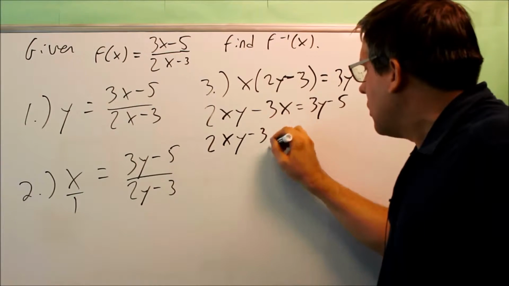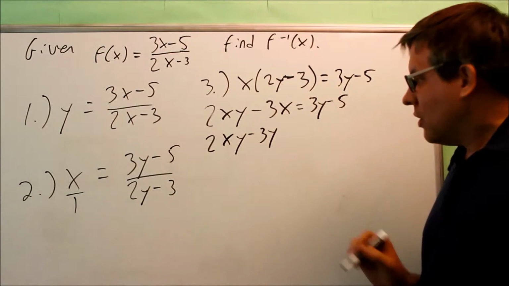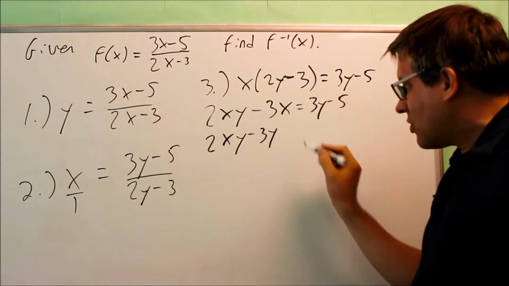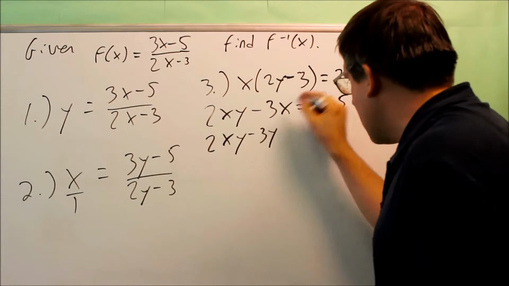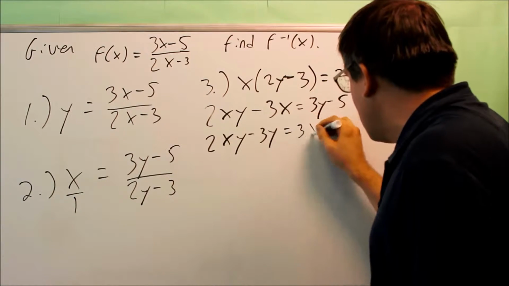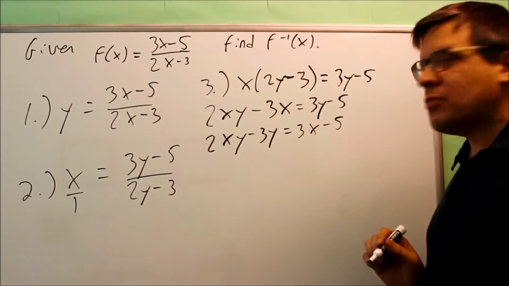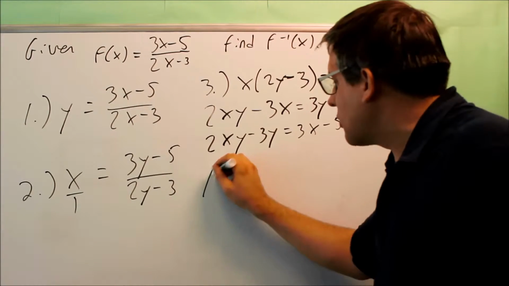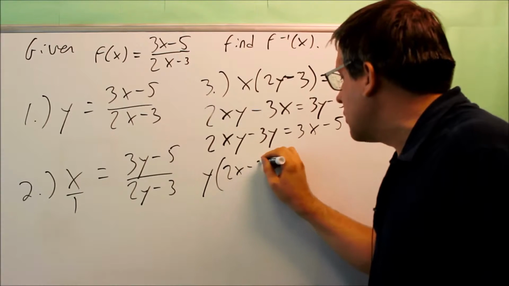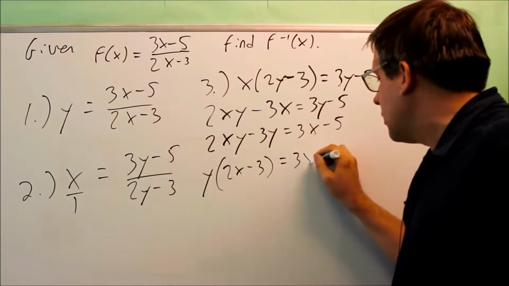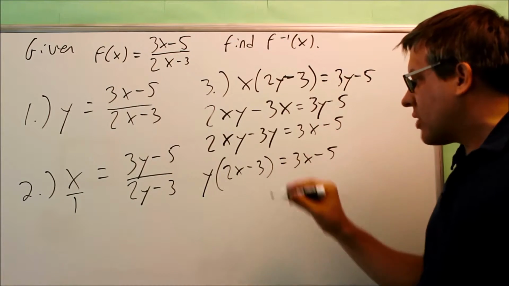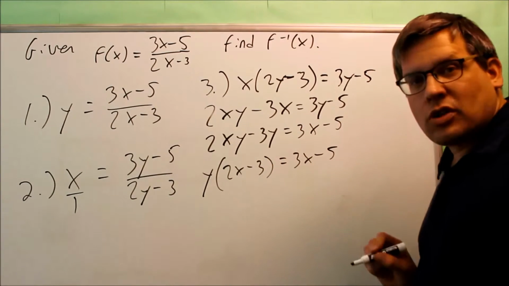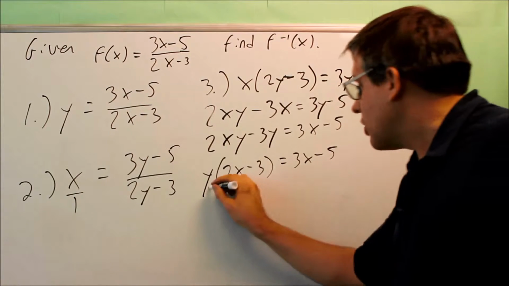It's going to become negative, so I get that. This 3y, I want to move that across the equal sign, so I need to add that. So when I move it across, the negative turns into a positive, and I get 3x minus 5 there. Now I want to factor out a y in this step, so factoring out a y, you get 2x minus 3. And I'm doing that step again. I'm factoring out the y because now I have one of them, and I can just divide both sides by 2y minus 3 to get my answer.